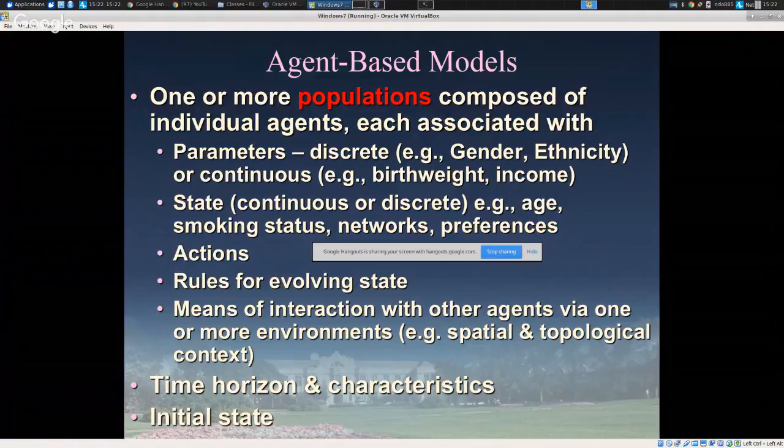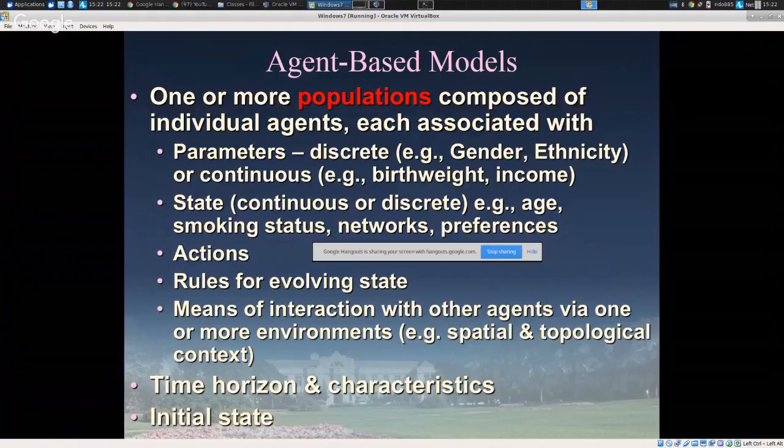Moreover, agents will each be associated with some state, the current situation as it is right now in time. Some actions that change that state, and some rules that govern those actions firing to change the state. For example, rules governing the transition from one state to another. And then they're going to have some means of interaction with other agents or the broader environment. So they may be in a network, they may be in a spatial context. There's going to be a time horizon and time characteristics.